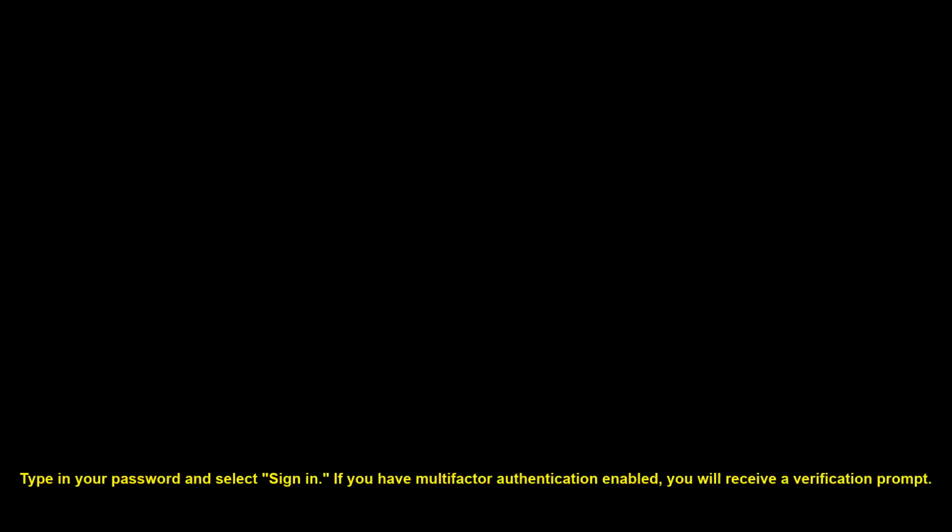If you have multi-factor authentication enabled, you will receive a verification prompt. Choose your preferred verification method, such as a text message or email. Follow the on-screen instructions to complete the verification process. Once verified, you will be logged into the Microsoft Authenticator app. For added security, set up biometric verification if prompted.